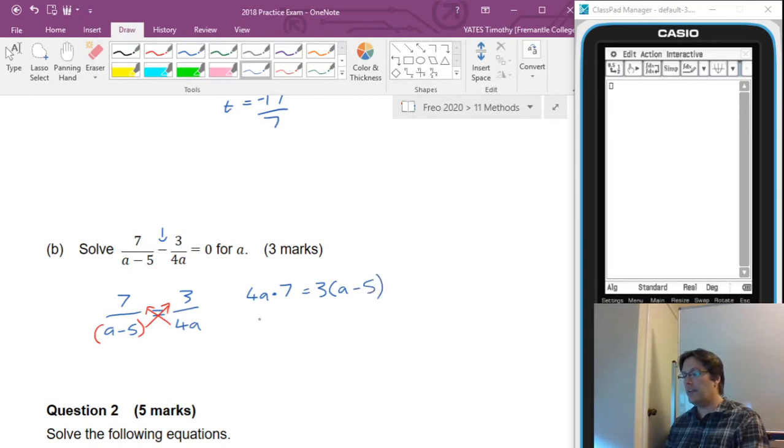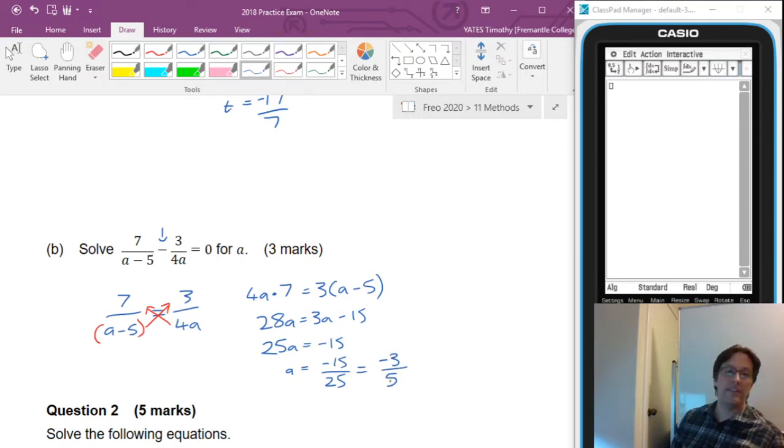Let's expand that. That's 28a equals 3a minus 15. I subtract 3a off both sides. That gives me 25a equals negative 15. So I get a is negative 15 over 25. And we would like to simplify that to negative 3/5 because they've both got a common factor of 5 there. So that's that one there.